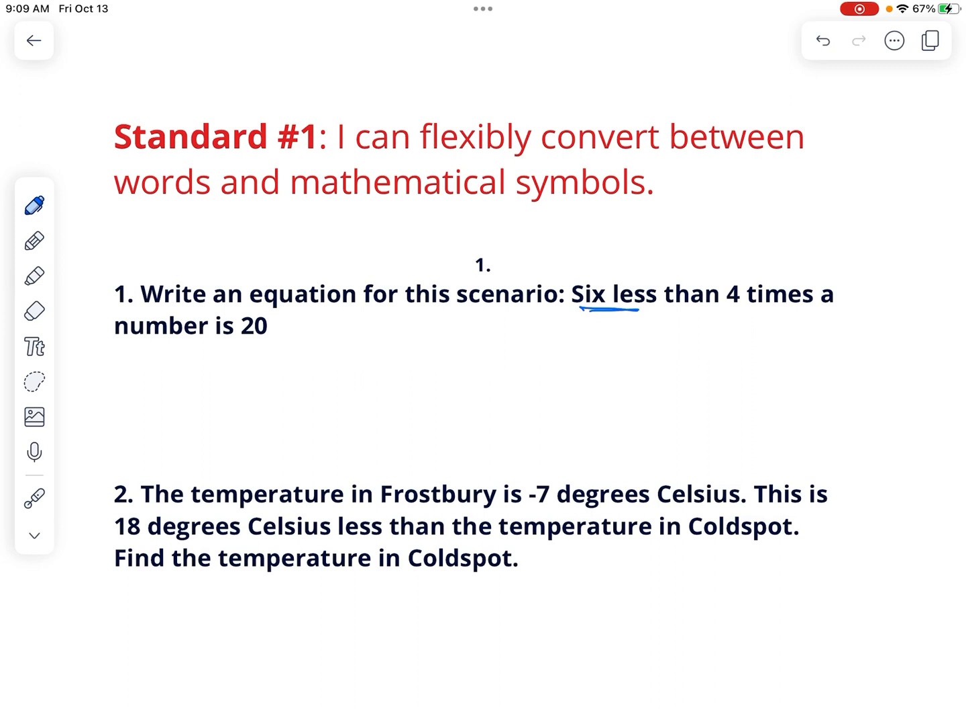So 6 less means that we're going to be subtracting 6. 4 times, we're multiplying here. And then we see this is going to be an equal sign. So that's the subject of this. So we want to subtract 6, and we're going to do it from 4 times a number. So I'm going to put that before it. So I'm going to do 4 times x, and that's going to equal 20. That's our equation, and that's all we're asked to do here.